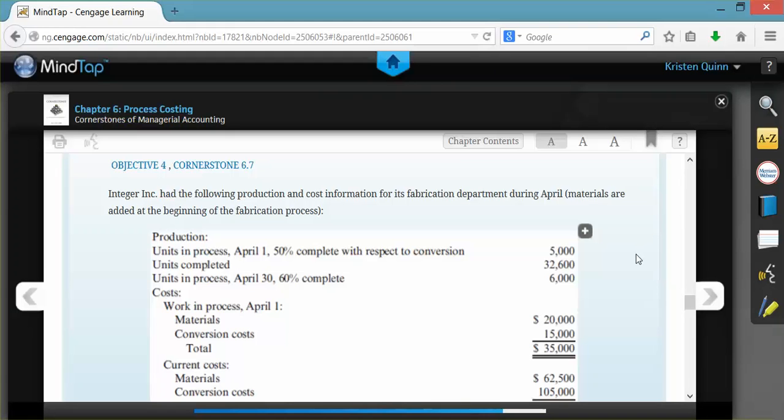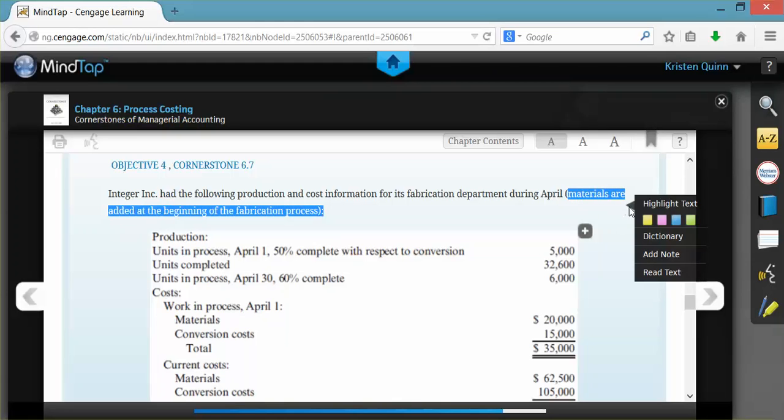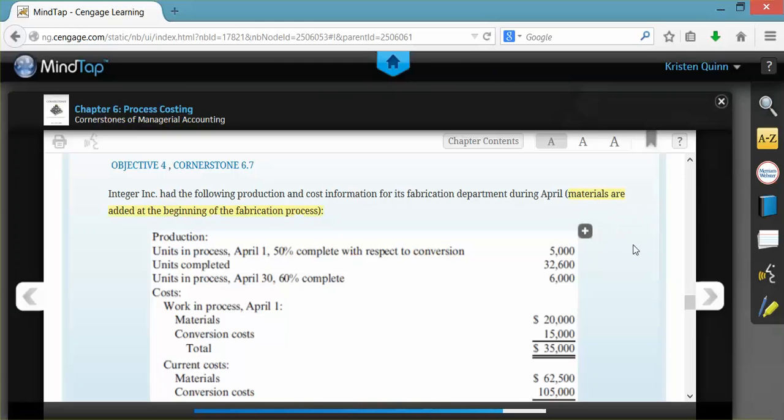They tell us here that all the materials are added at the beginning of the process. That is telling us that we are using non-uniform inputs, meaning that as soon as a unit is started, all the direct materials needed are put in production. Therefore, the only remaining costs are dealing with conversion.